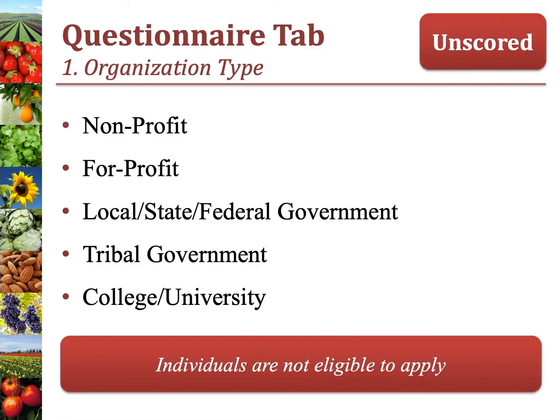The first section is organization type. For this question, select the organization type that best describes the applicant. Nonprofits, for-profits, local, state, federal, and tribal government agencies, and colleges and universities are eligible to apply. However, individuals are not eligible to apply. If you are an individual, you must partner with one of the listed organization types to submit a collaborative project. And this question is unscored.